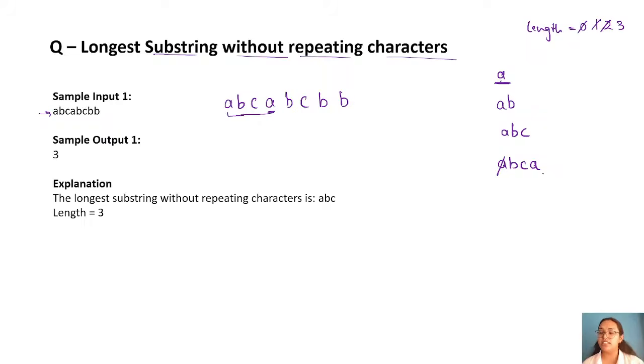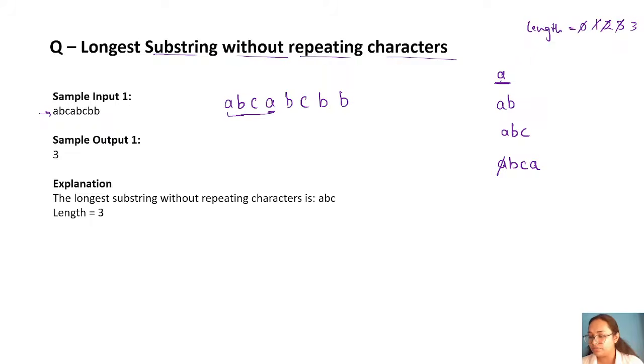Is it still having any repeating characters? No, it is not having any repeating characters. Is the length of this substring greater than the current length? No, it is 3 only, right? So you don't need to update, or if you want to update as well, you can. It will still be 3 only.